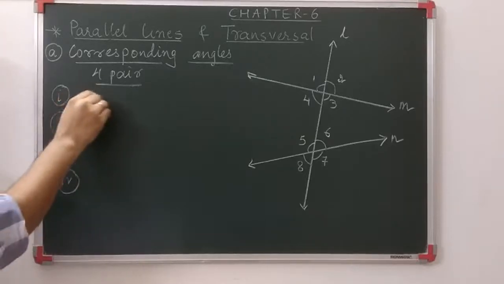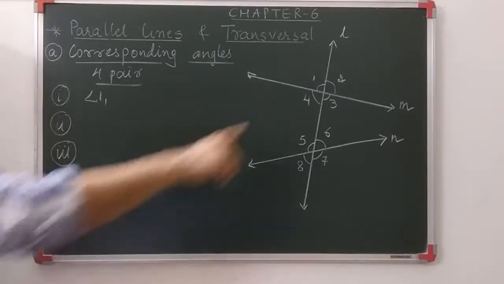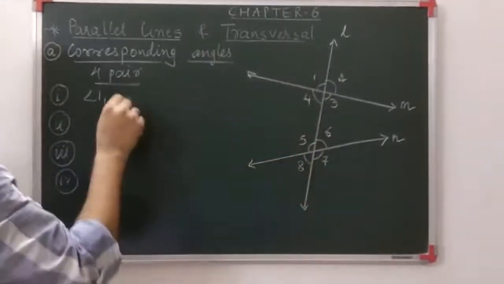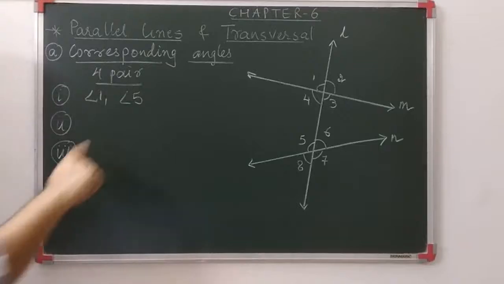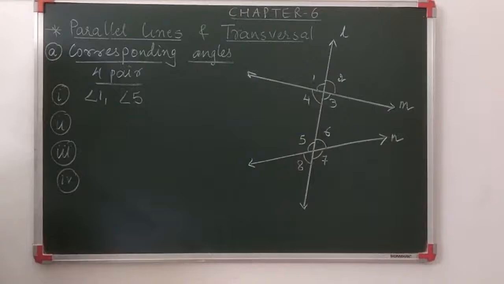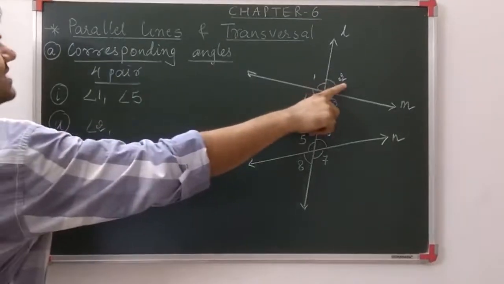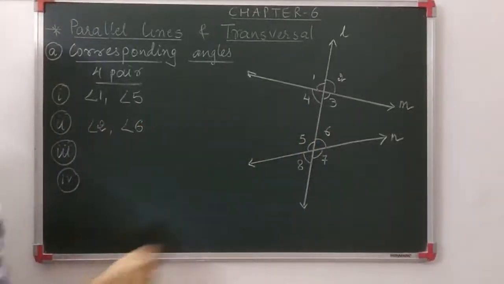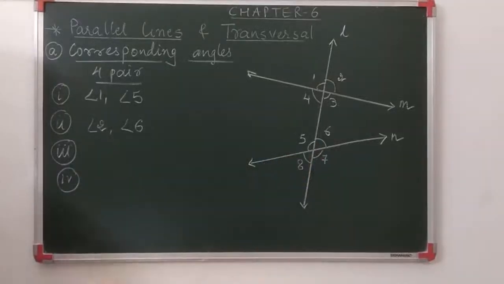If I take angle 1, which is the corresponding angle of angle 1? If you see this, angle 1 and angle 5 are considered to be the corresponding angles. So you can see in the corresponding angles, one is exterior and one is interior angle. If I go for angle 2, this is the exterior. You can see on the same side, angle 6 is there. So one is exterior, one is interior angle.